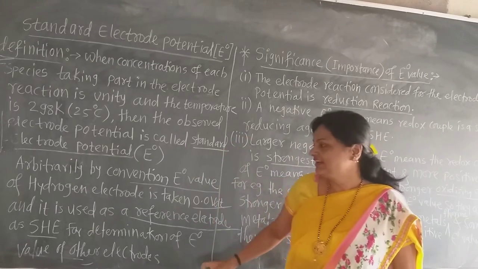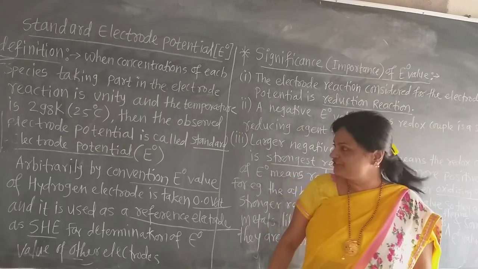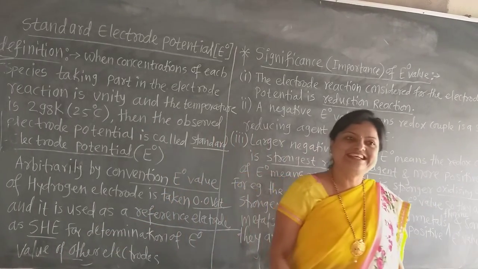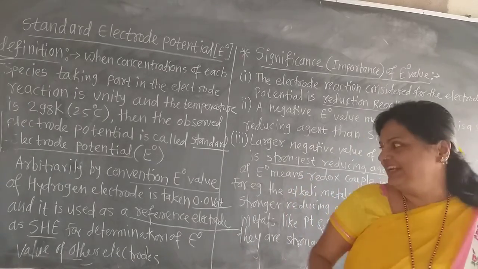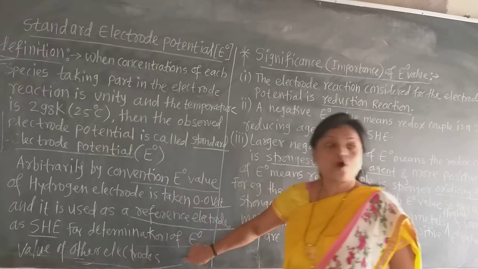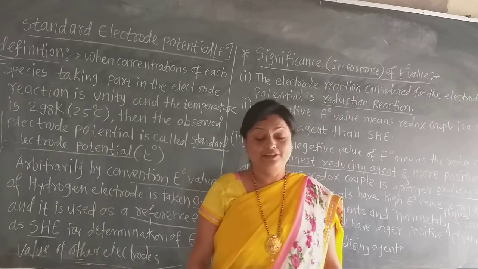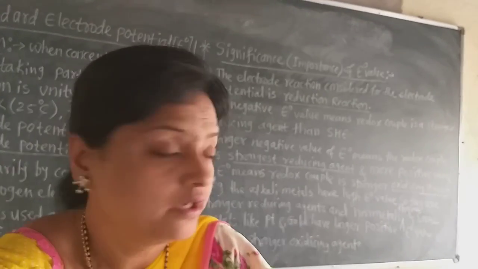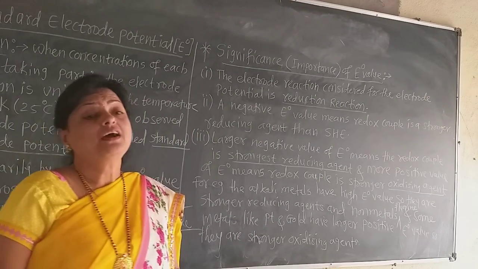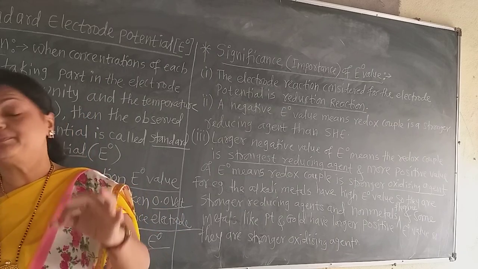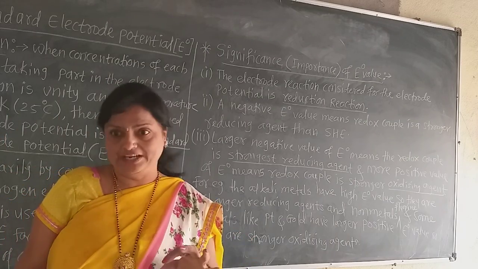Now see here, in short, how is it denoted? SHE means standard hydrogen electrode, and we can determine the E0 value of other electrodes from that. That is called the standard hydrogen electrode. Now see the significance or importance of the E0 values, that means standard electrode values.